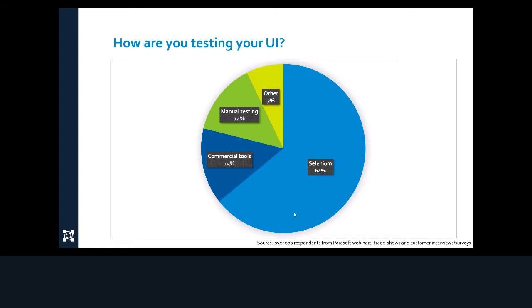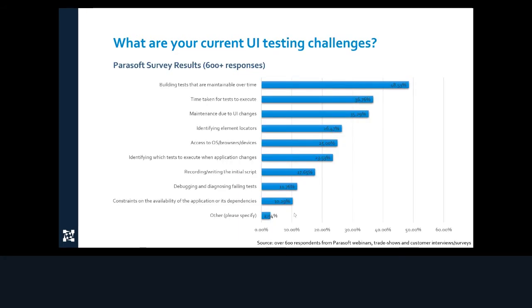But when we ask people, how's that going? They say, we love Selenium, but there's challenges. Well, what are those challenges? It looks like it's all about making tests that can continue to execute even though your application is changing. So it's all about maintaining those test cases. We then see, as we start going down a little bit, access to OS and browsers, identifying which tests to execute. And we have solutions for that. But what I really want to talk about today is the execution and maintenance challenges.